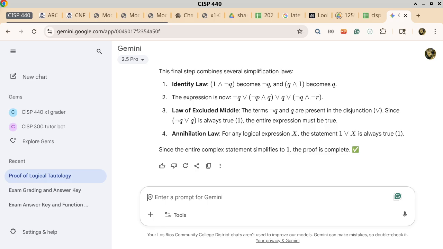Yes. Okay. And you have access to Gemini already. You just have to go to gemini.google.com after you sign in to your WID at apps.losrios.edu. That's all you need to do. Then you can use the same tools.